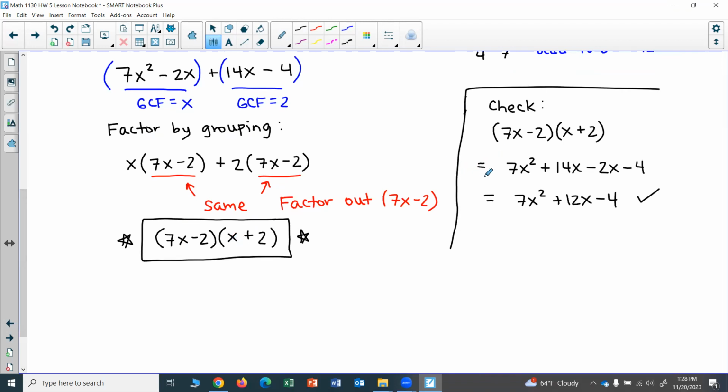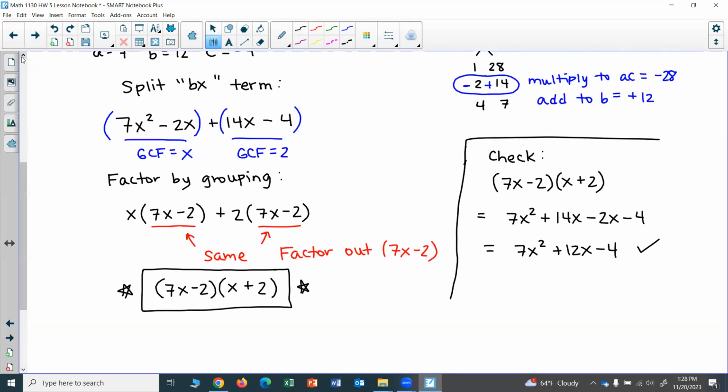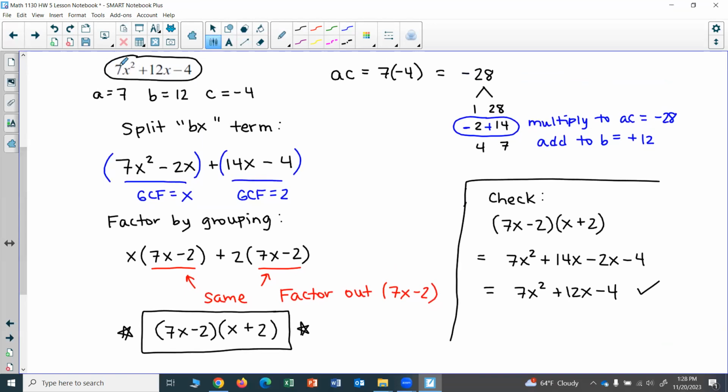So remember, when you're using the AC method, you only want to use it if the leading coefficient is not equal to 1. And then what you're looking for is factors of A times C that add up to be B. Then you split the BX term, and then you factor by grouping. So that is the AC method of factoring.